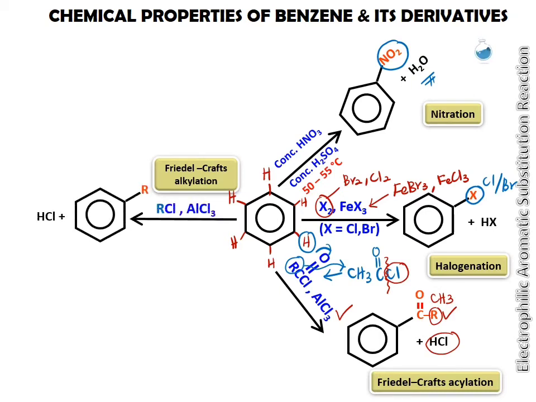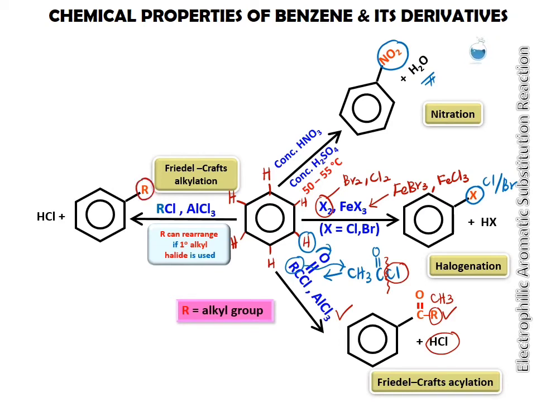Okay, next kita ada Friedel-Crafts alkylation. Alkylation tu maksudnya we are going to substitute into benzene with alkyl group. Okay, so ingat R tu adalah alkyl group. Dekat sini dia tulis R je.